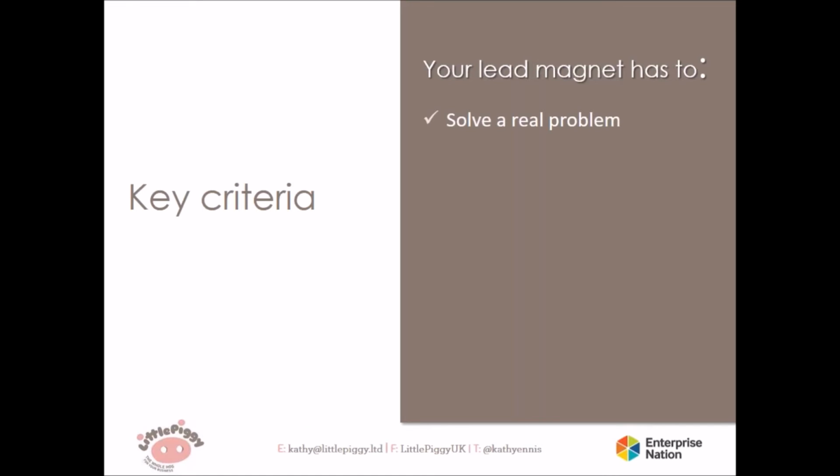So some of the key criteria that you need to make sure your lead magnet follows is that, number one, it has to solve a real problem. It's something that your customers are telling you they've got an issue with. So it's not just something that you make up, it's something that's very, very specific. By solving the problem, it also has to demonstrate how you uniquely will help them solve that problem. So this is where the differentiation comes in terms of your competition.